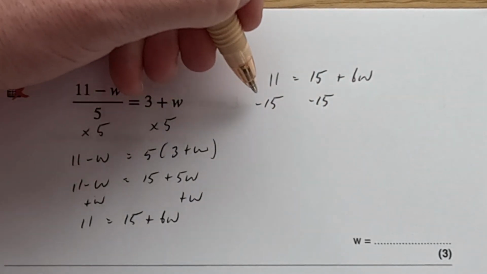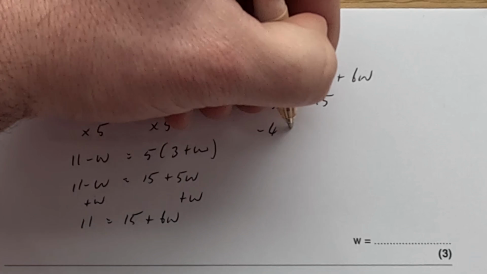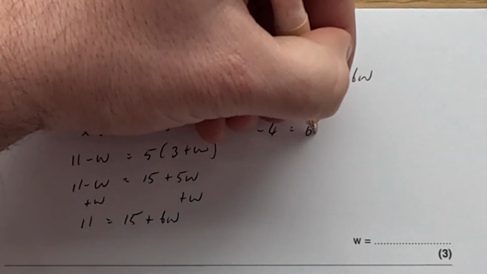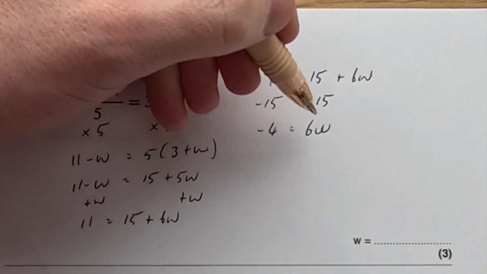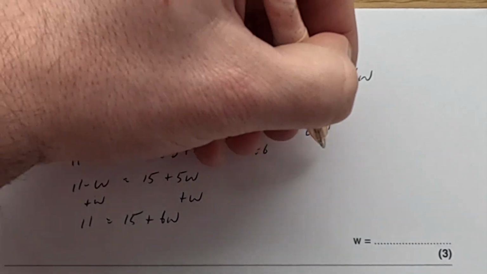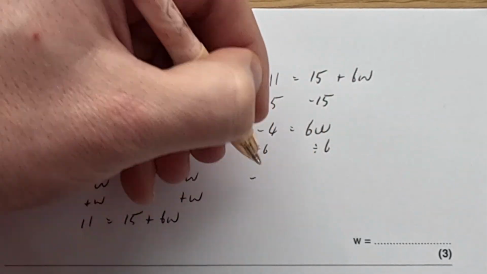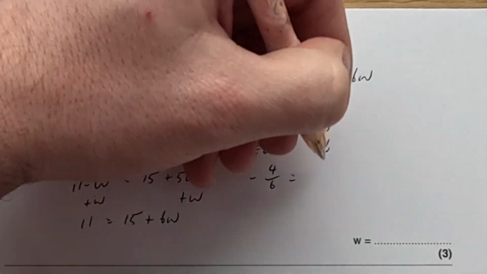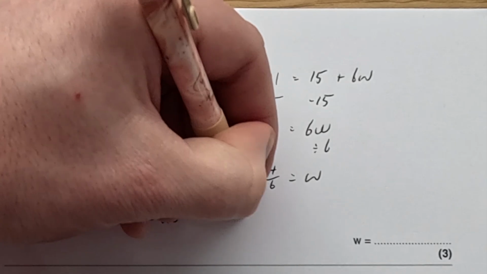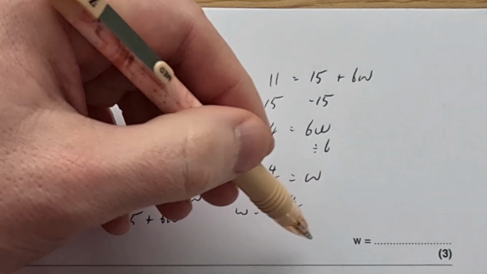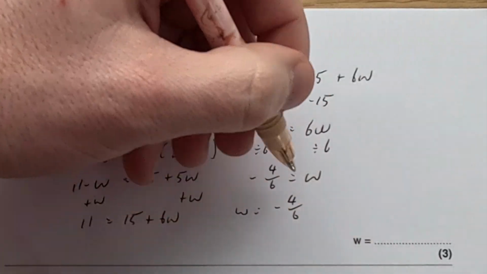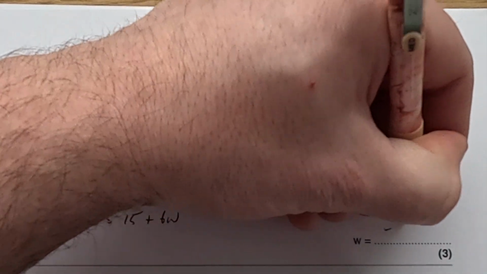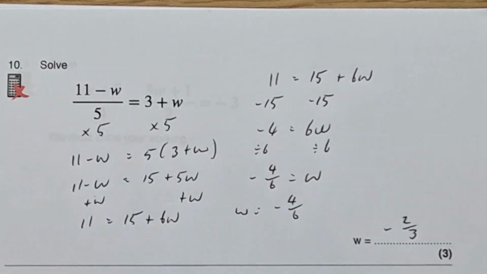11 take away 15 is minus 4, and that equals 6w. Then we want to get rid of this multiplied by 6, so let's divide by 6 and divide by 6. So we're going to have minus 4 divided by 6, that's 4/6, is equal to w. If we turn this around, we get w is equal to minus 4/6. Finally, that can be cancelled down to minus 2/3. And that's it. So w is equal to minus 2/3.